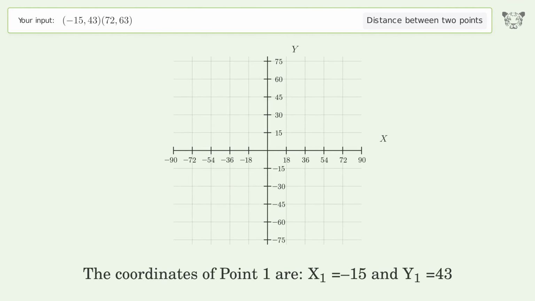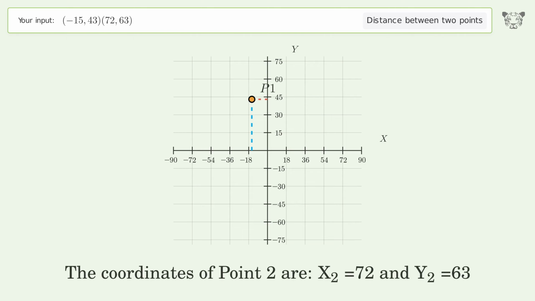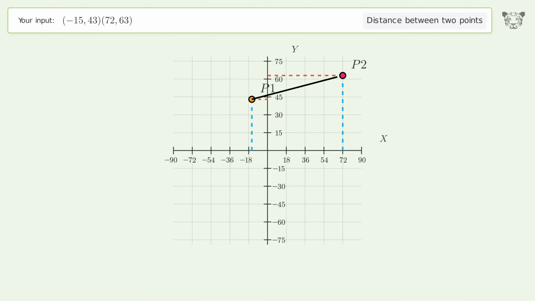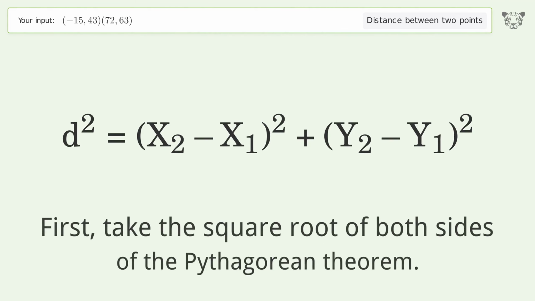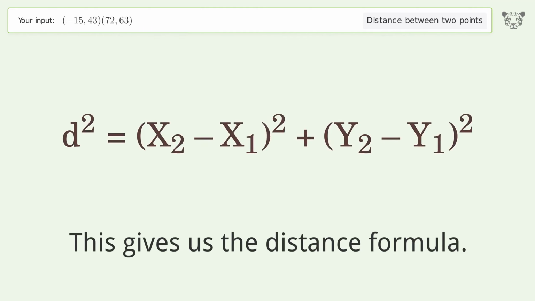The coordinates of point 1 are, x1 equals -15 and y1 equals 43. The coordinates of point 2 are, x2 equals 72 and y2 equals 63. D is the distance between the 2 points. First, take the square root of both sides of the Pythagorean theorem. This gives us the distance formula.